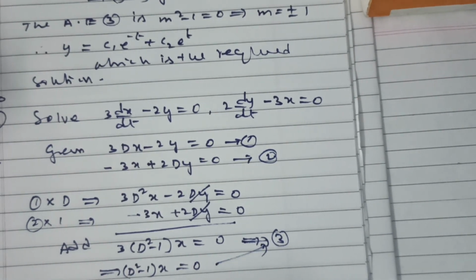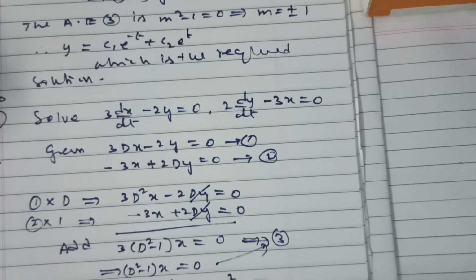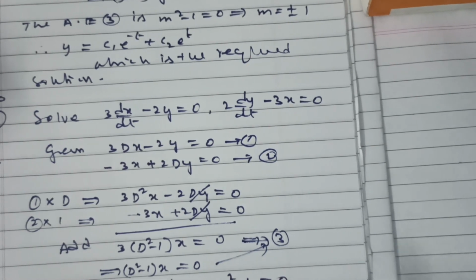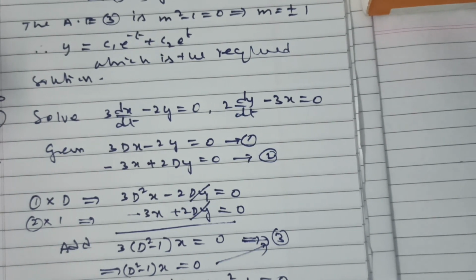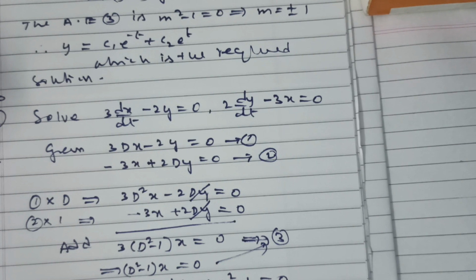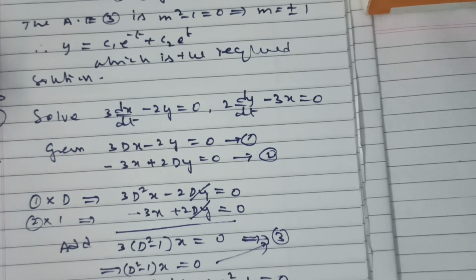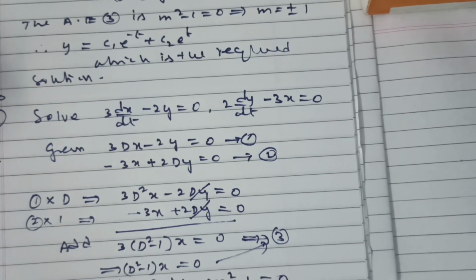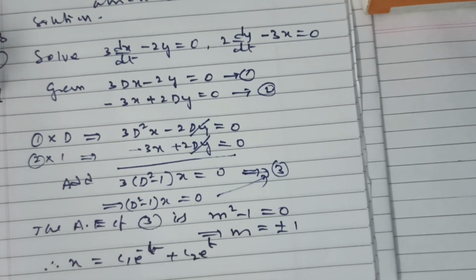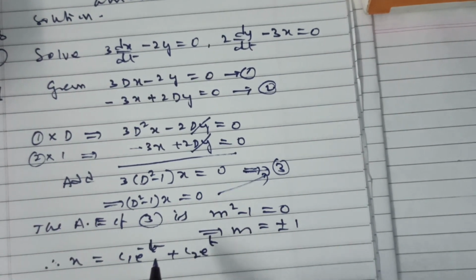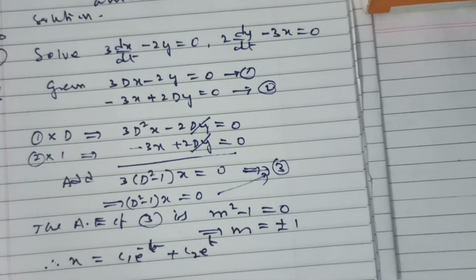The AE of 3 is m square minus 1 is equal to 0, m is equal to plus or minus 1. So the variable x is c1 e power minus t plus c2 e power t. The x value is c1 e power minus t plus c2 e power t.